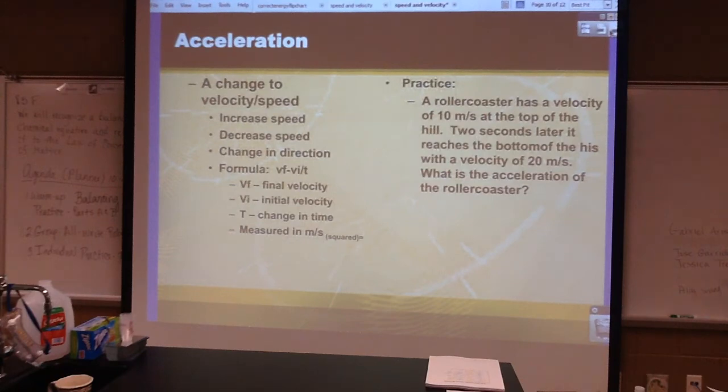So here's your practice problem. A roller coaster has a velocity of 10 meters per second at the top of the hill. 2 seconds later, it reaches the bottom of the hill with a velocity of 20 meters per second. What is the acceleration of the roller coaster? Go ahead and pause the video, set up your equation for acceleration, and solve it.